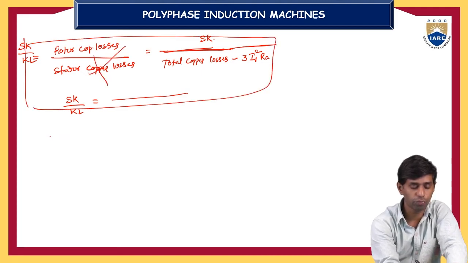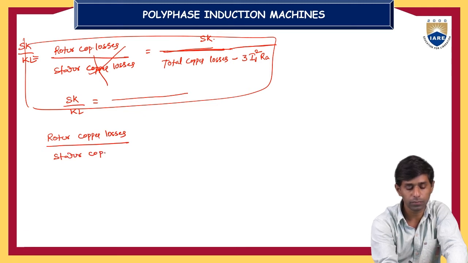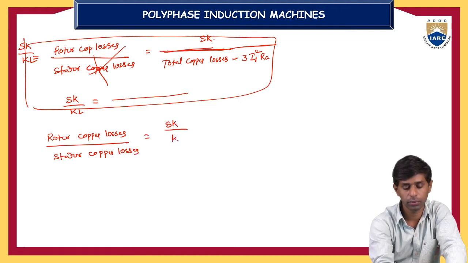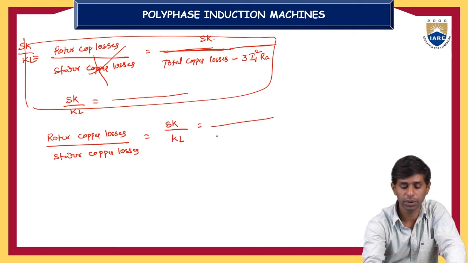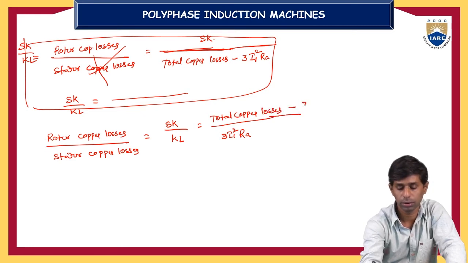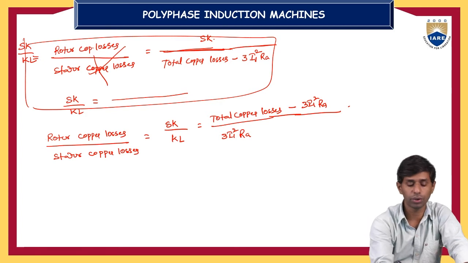For example, the ratio of rotor copper losses divided by stator copper losses is equal to SK by KL, which is equal to stator copper losses we can directly measure, that is 3 times I1 square into RA, and rotor copper losses is equal to total copper losses minus stator copper losses. So by this formula you have to calculate the ratio of SK by KL.